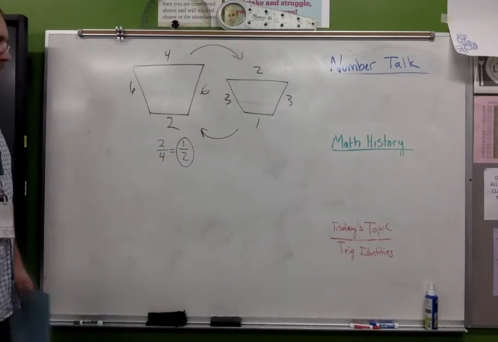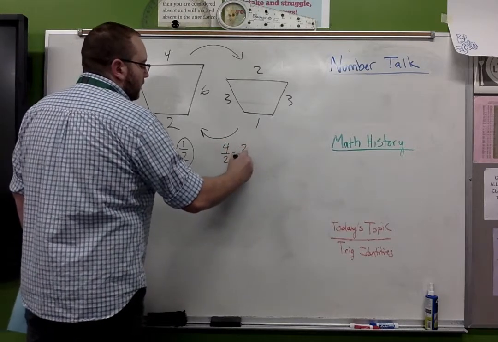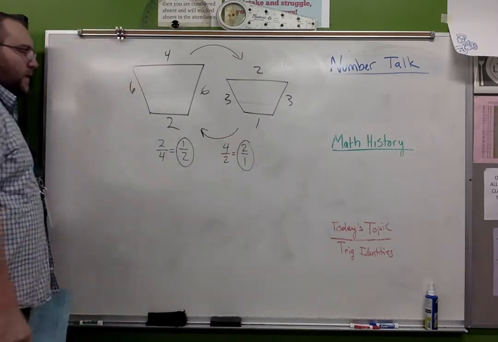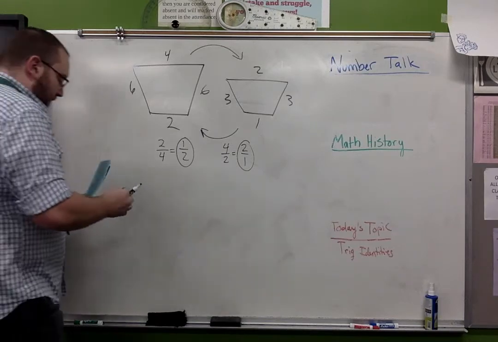Reverse orientation. So 4 over 2, which is 2 over 1. And there's your ratio there. Okay. Let's go to the back side now.